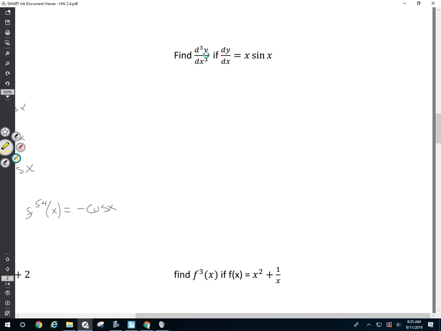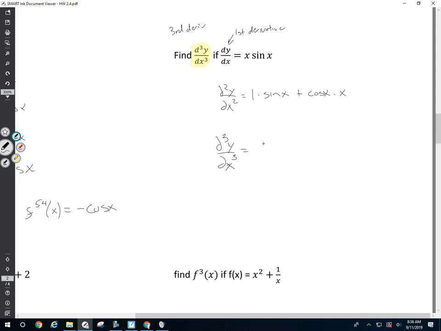Okay, next one. We should be comfortable with this notation representing the third derivative. But notice, I'm already given what the first derivative is. So all I need to do is take the derivative two more times. So taking the derivative of the first derivative gives me the second derivative. Use the product rule. Take the derivative of this to get the third derivative. So though it's the third derivative, I actually had to just take the derivative twice.